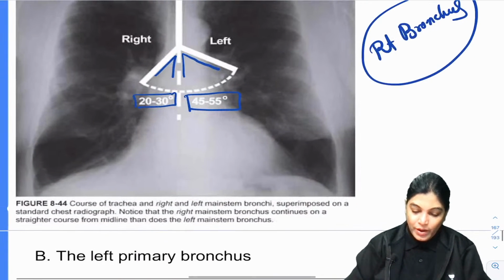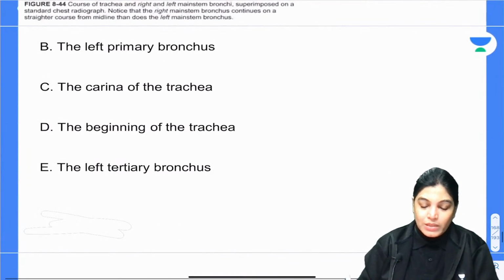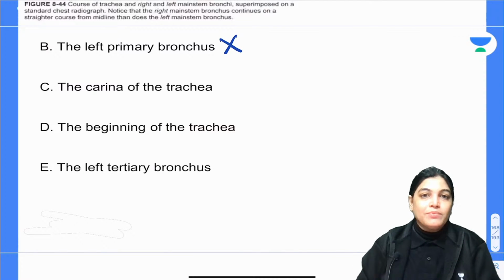Okay, got it, everyone? So we have got the right answer. Now I would like to rule out the left. No doubt about the left. Why is left wrong?